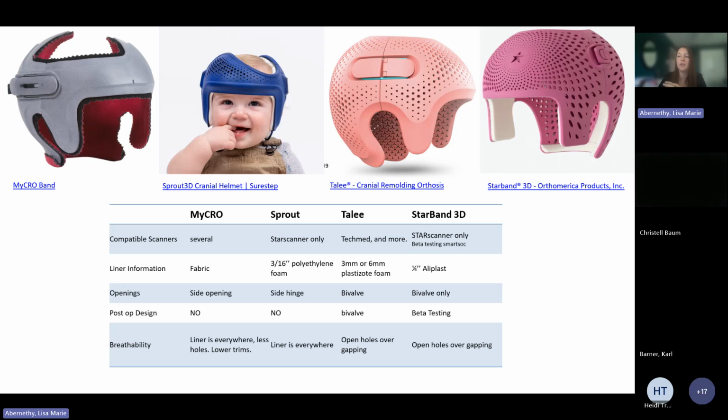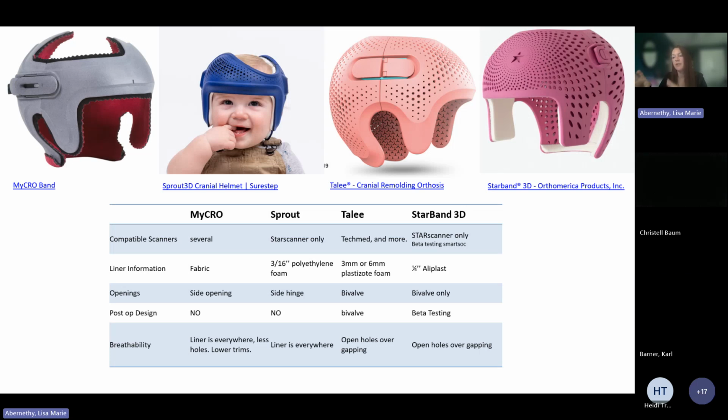Some of them can use several scanners. Some of them you have to have a STAR scanner or a TechMed. They have different liners for each one, and the type of liner affects the breathability. So I have a row on the bottom discussing breathability because I feel like that's something you need to factor into your decision on what type.